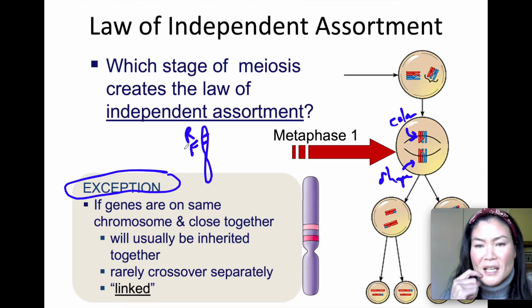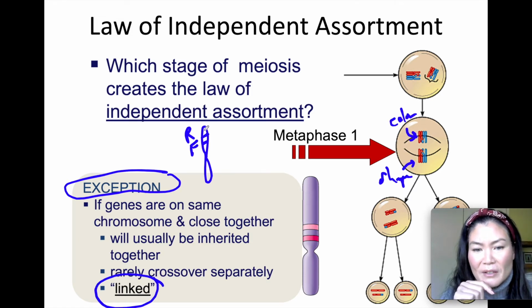So we say that the genes for red hair and freckles are linked, because they are usually inherited together. They're found on the same chromosome. If two genes are found on the same chromosome, we say that they're linked. We're going to be talking about that in chapter 15.